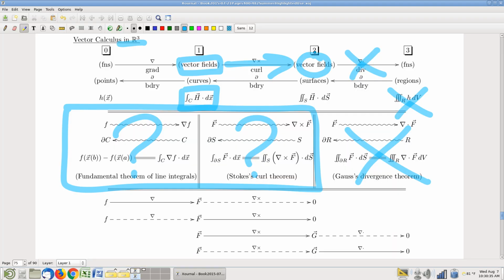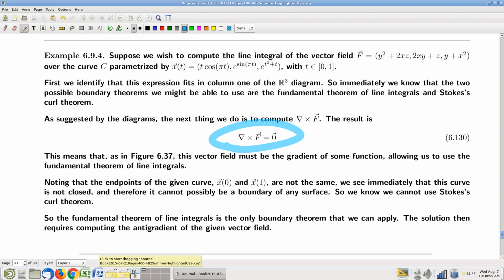I got 0 there. That means there is an anti-gradient. That means the fundamental theorem of line integrals is an option. And we've got a contender. We could use the fundamental theorem of line integrals on this question. Okay. All right, but don't go ahead and do that, right? Let's slow it down. Consider there's another way to do it.